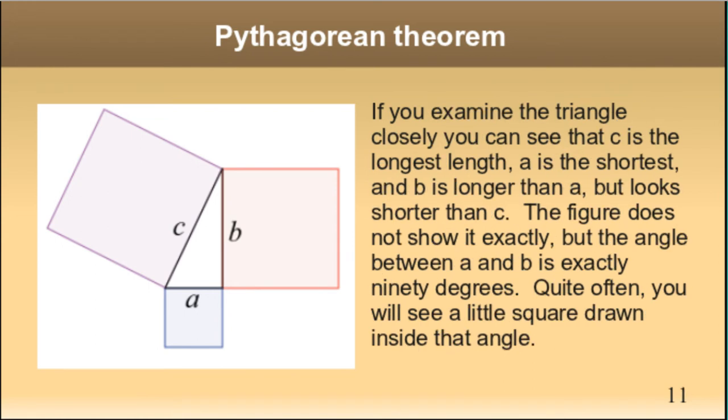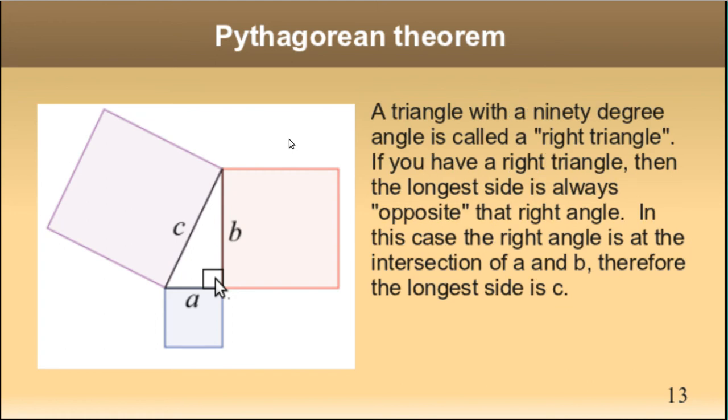If you look at the right triangle closely, you can see that C is the longest side. A is the shortest side. And B is longer than A, but you can see it's a little bit shorter than C. And the figure does not show it exactly, but the angle between A and B, right here, is exactly 90 degrees. Quite often you'll see a little square drawn inside that angle. A triangle with 90 degrees is called a right triangle.